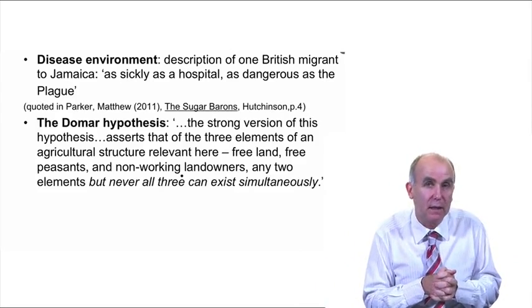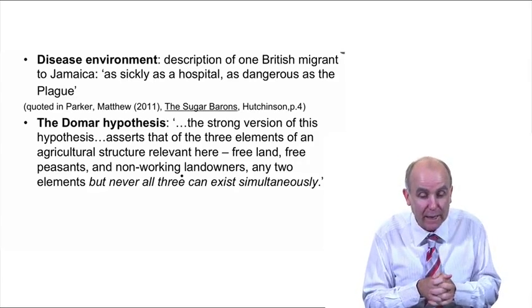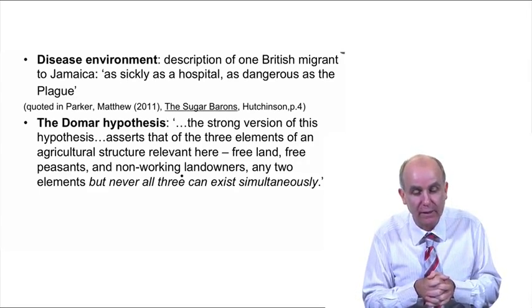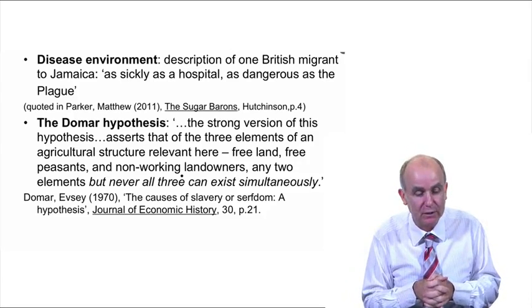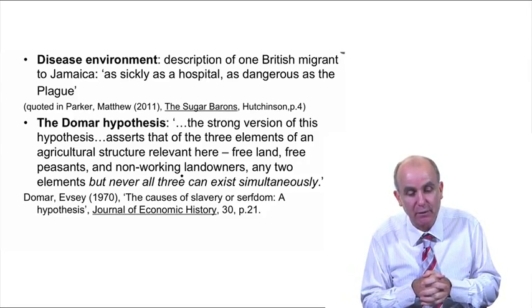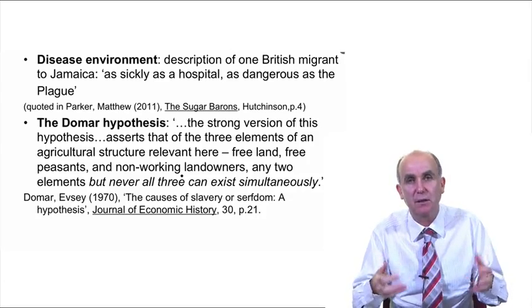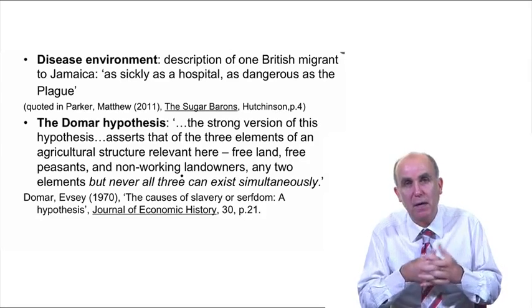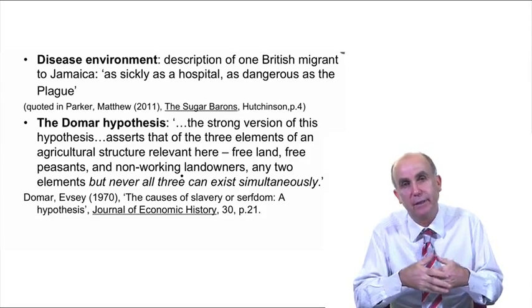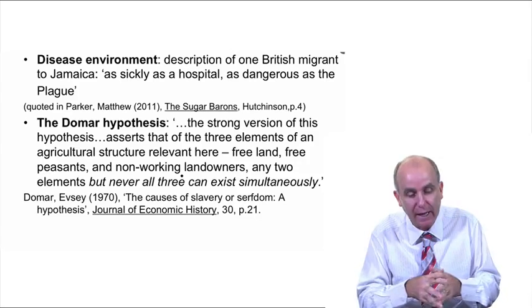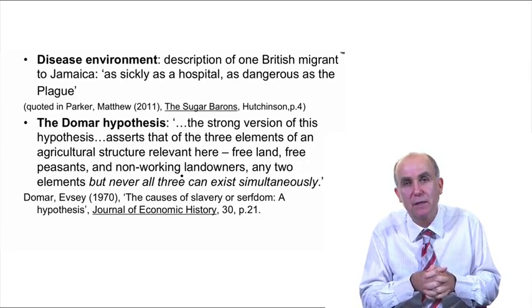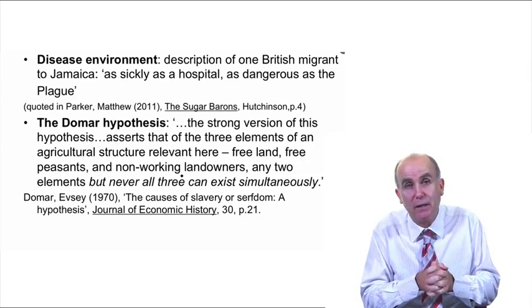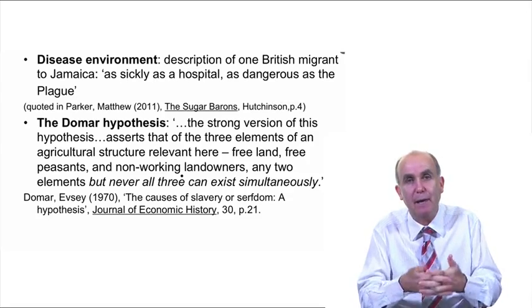The other reason why slavery was adopted as a method of finding labour for the sugar plantations, I think, is more economic, and it's an idea called the Domar hypothesis, named after an economic historian, Evsey Domar. Domar's hypothesis was that there are three things in an agricultural economy that you can never have together: free land, free peasants, and non-working landowners. By non-working landowners, he meant a rentier class, a group of landowners who would live off their land by having other people work the land for them. And what Domar was saying is that if you want to have a group of landowners who are in effect a rentier class, you can't have free land and free peasants or free labour with that. Because if you have free land, then labour is always going to see it as a great opportunity to move out and take up that land itself.